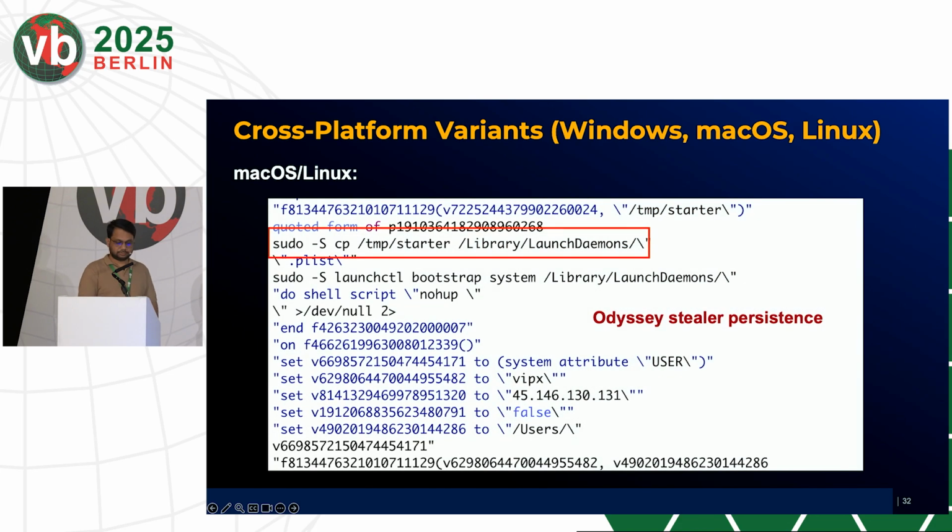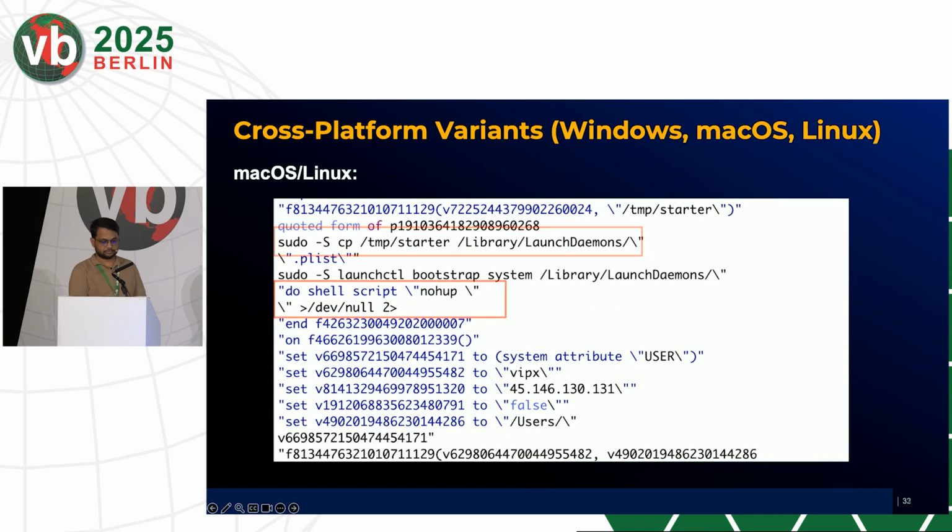Upon analyzing, we see these activities belong to Odyssey Stealer. We also observe persistence code via launch daemons. This code uses sudo to copy a starter script into the Library LaunchDaemons folder, a privileged location where macOS stores system-wide background files and services.